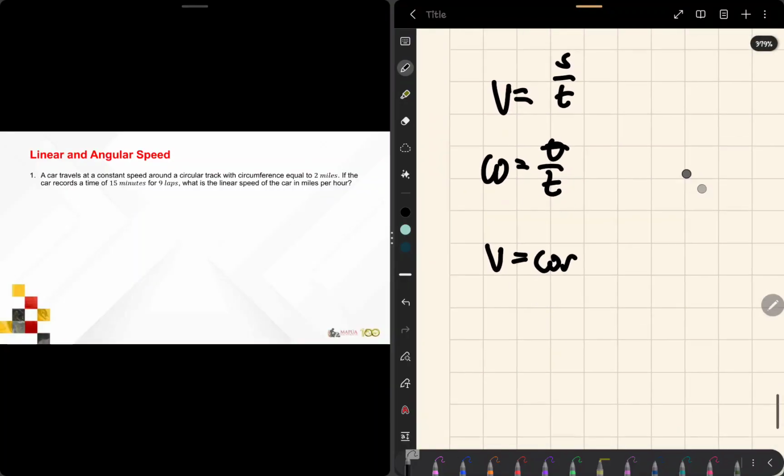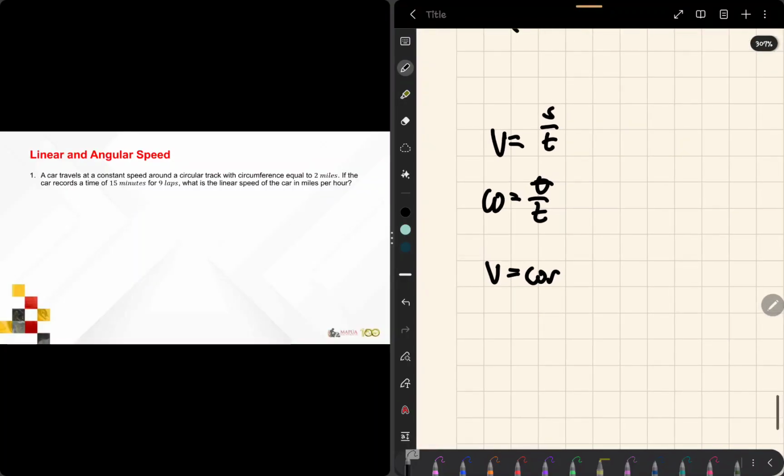So a problem, it stated that a car at a constant speed, so let us use these formulas. So we have a car at a constant speed around a circular track with circumference equal to 2 miles. If the car records a time of 15 minutes for 9 laps, what is the linear speed of the car in miles per hour?